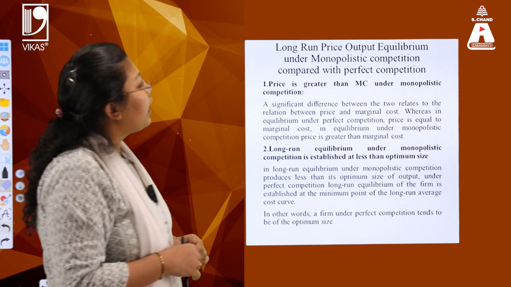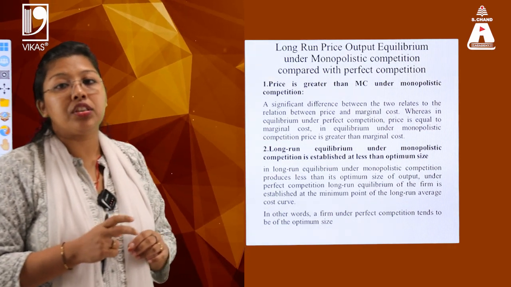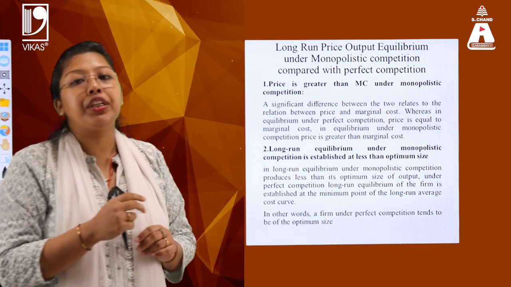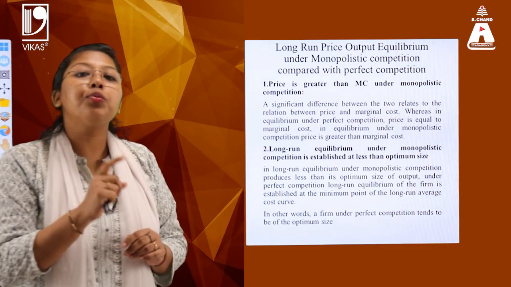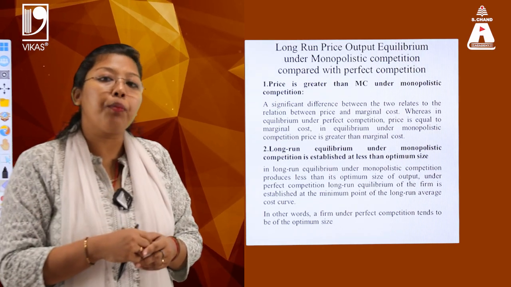Now, if I say that the long run price output equilibrium under perfect competition is also there, we all know that in perfect competition, again, we have to determine the equilibrium price as well as equilibrium quantity. At the same time, the same thing happens in monopoly.